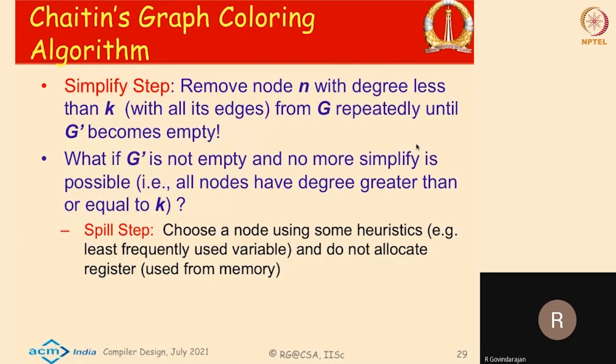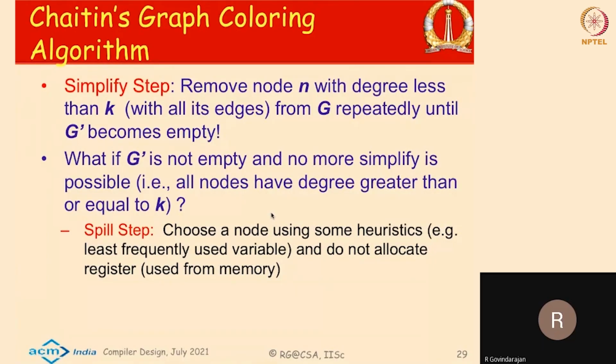That means that it will not be allocated a register. Then in the remaining graph, again, you try to apply the simplify step. And again, you go through this process of simplify and spill repeatedly until you are able to reduce the graph completely.